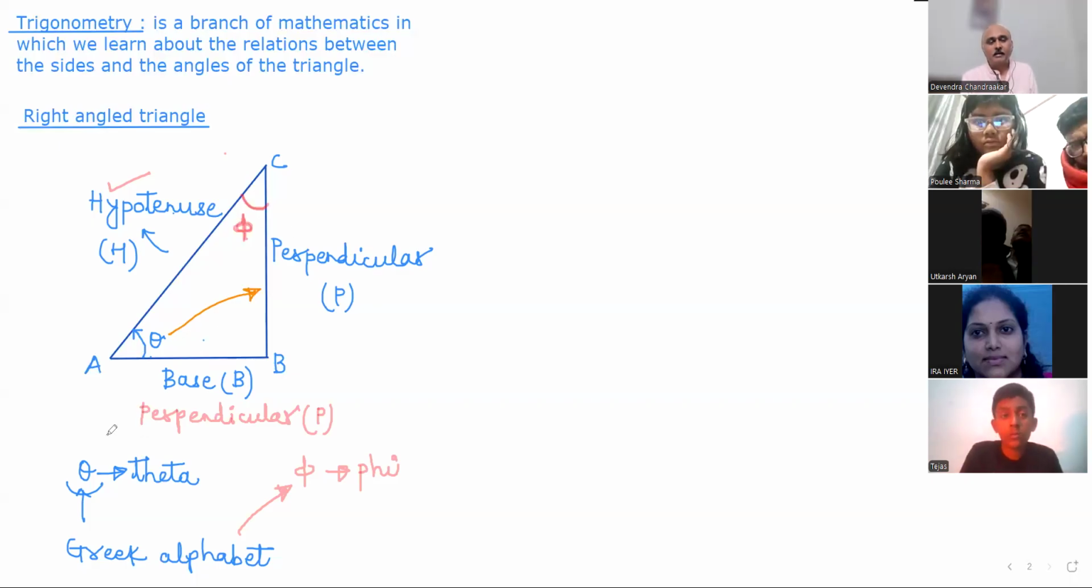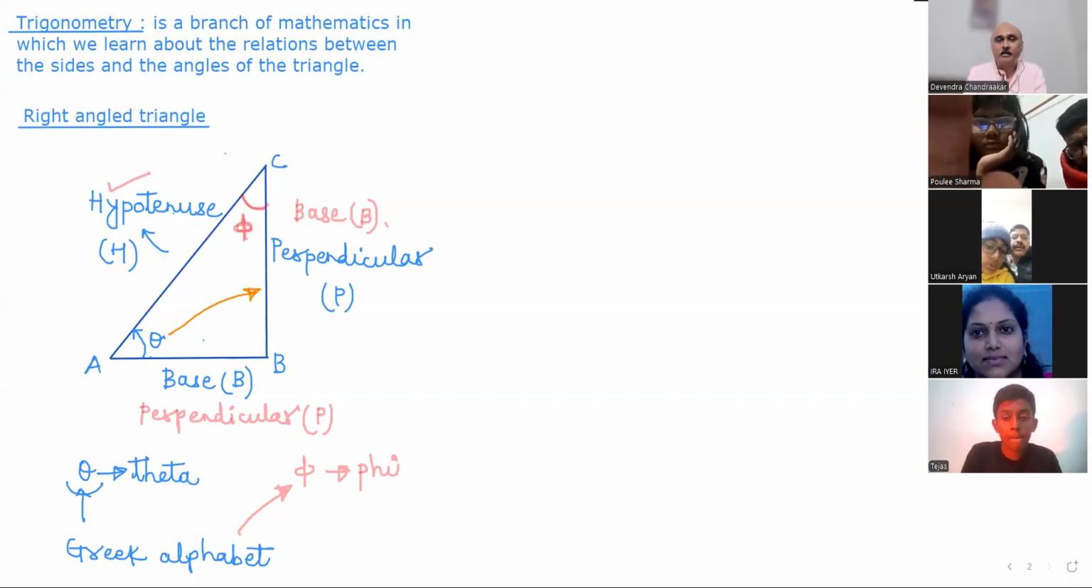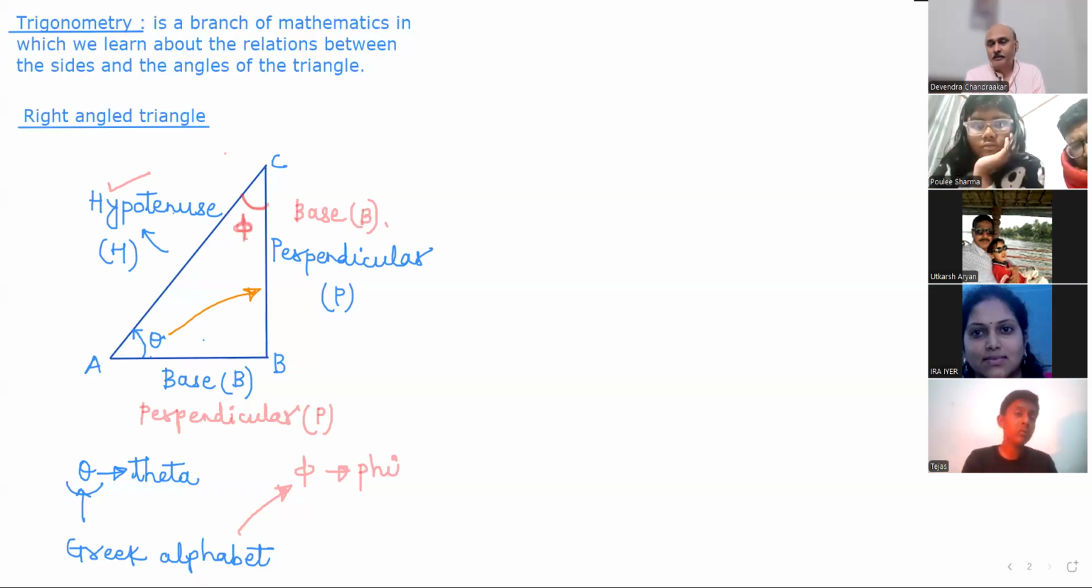For the red angle, I'm marking it with red ink. And the third side will automatically become the base of the triangle. I hope all of you understood. Yes or no? Everybody, any doubts regarding the sides and the angles? Tejas, Ira, Utkarsh, and Polly.